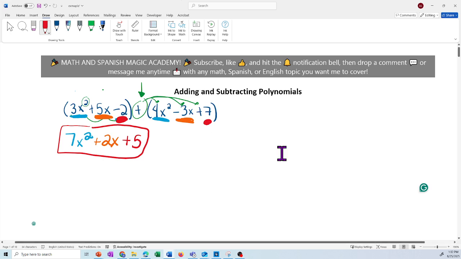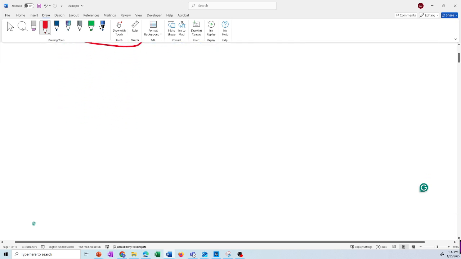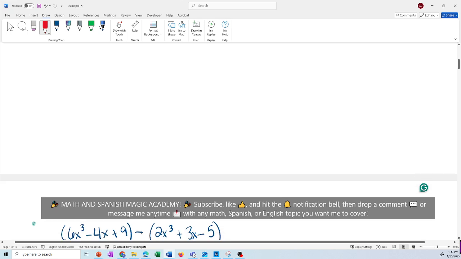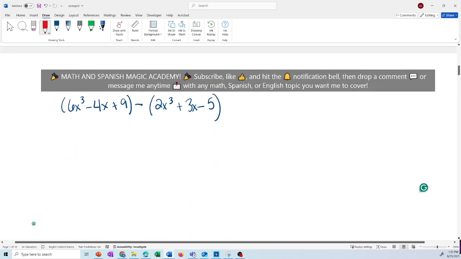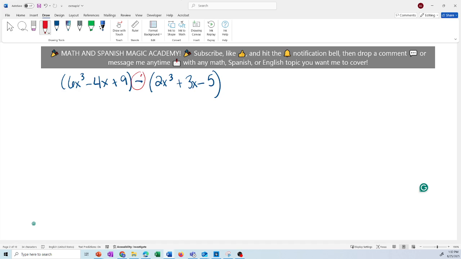Okay, so we solved the first one with a plus sign. It didn't affect my second parenthesis. Now I'm going to have a negative sign in between. Yeah, I see that I have a negative here. So that means that the negative is going to affect the second parenthesis. Okay, so I need to rewrite that part. The first parenthesis is going to stay the same, 6x cubed minus 4x plus 9. And this is what's going to change.